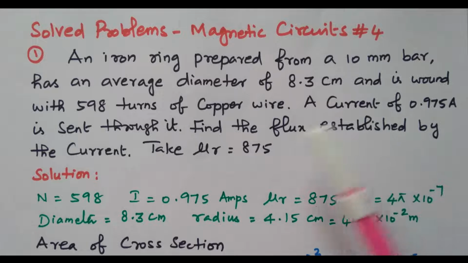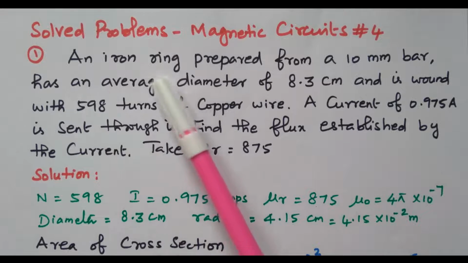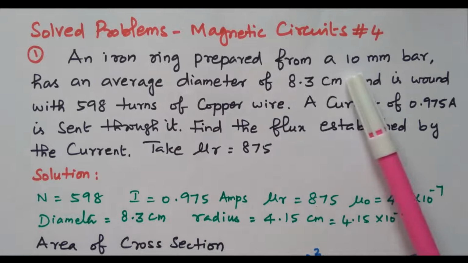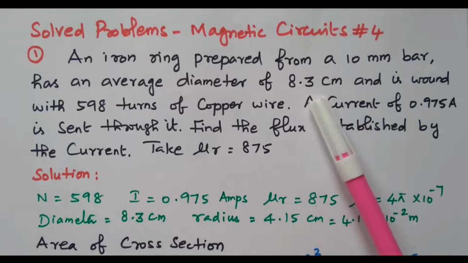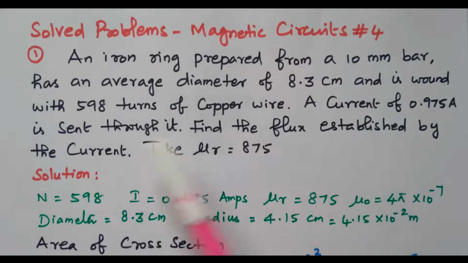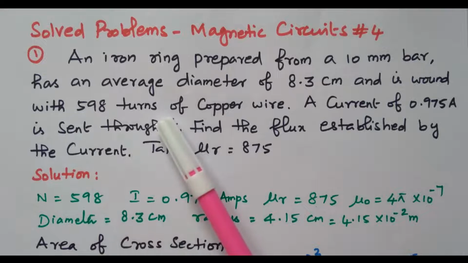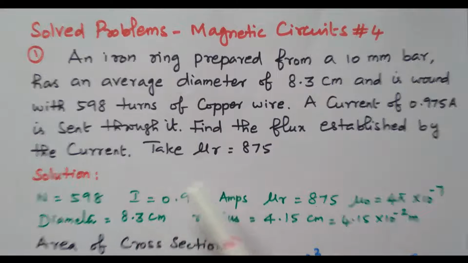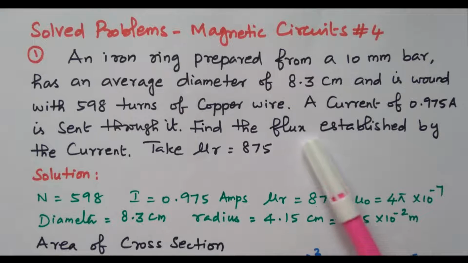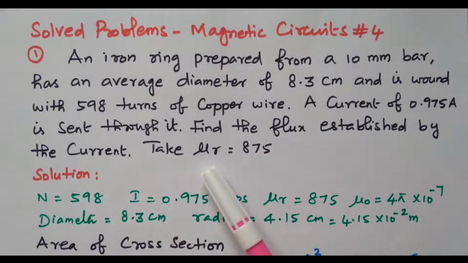Now we'll go to problem 1. An iron ring prepared from a 10 millimeter bar has an average diameter of 8.3 centimeter and is wound with 598 turns of copper wire. A current of 0.975 ampere is sent through it. Find the flux established by the current. Take mu r, the relative permeability, equal to 875.